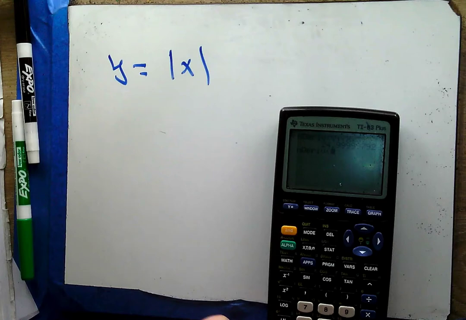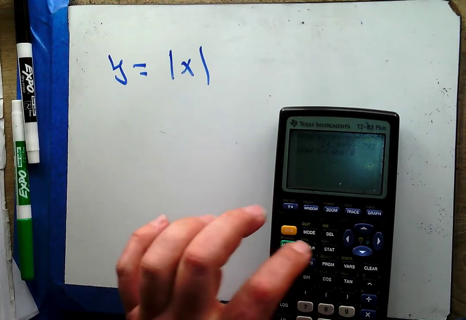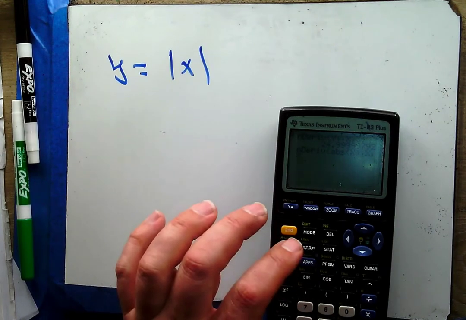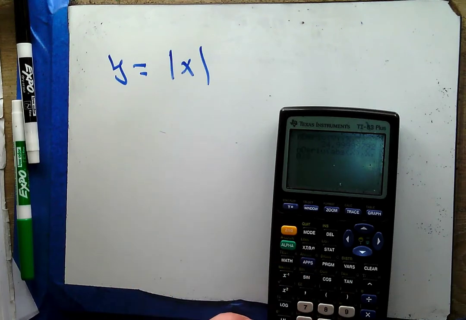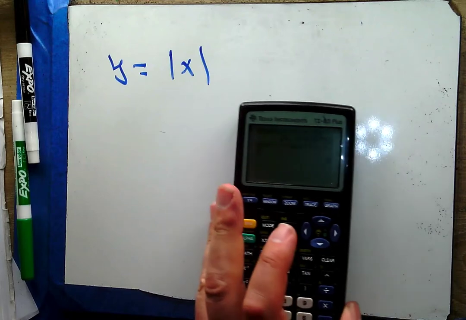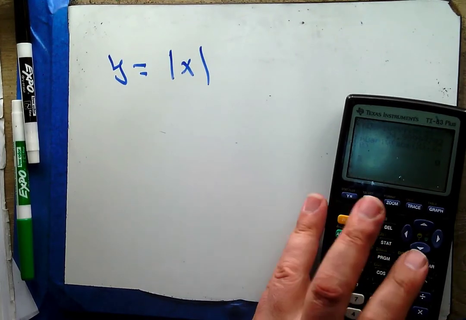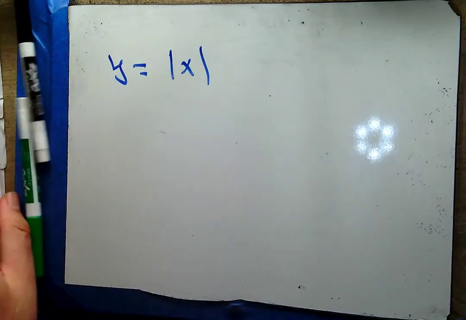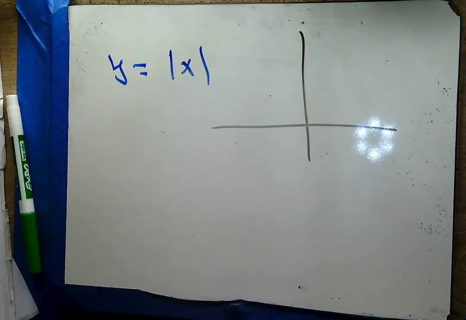Let's try nderiv now. Nderiv, math, absolute, x, close parentheses, comma, x, comma, 0. I want to know about the slope at 0. And look, it says slope at 0 is 0. That's kind of funny, isn't it? The calculator thinks absolute value of x at x equals 0 has a slope of 0. Is that true?